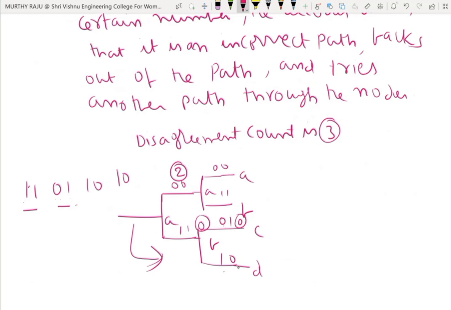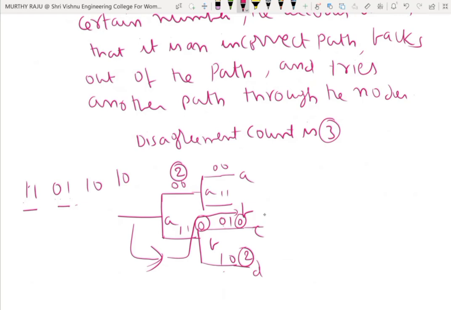Here 1 0 is compared with 0 1. Therefore, the discrepancy count is 2. 2 plus 0 is 2. Therefore, the decoder leaves the lower path because the discrepancy count is 2.